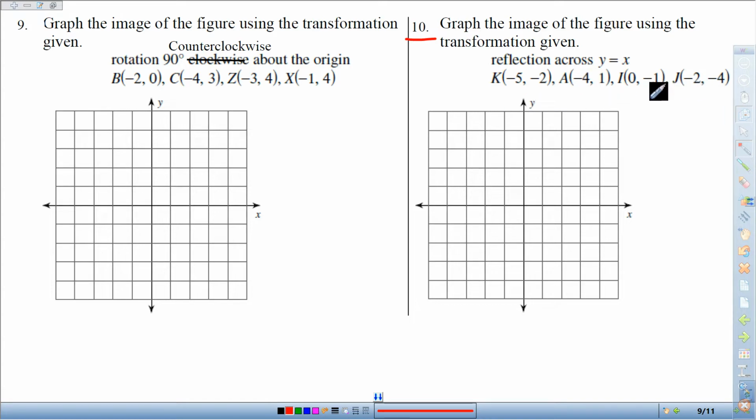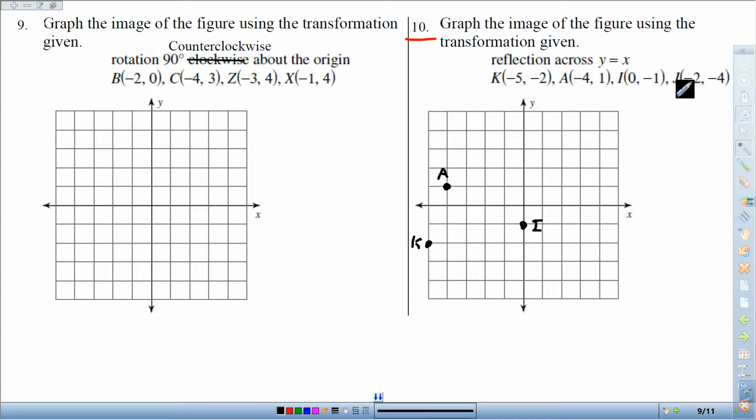First thing, let's plot these original points. So k is at -5, -2. That's the -5 on the x, down the -2 on the y. So there's k. A is at -4, +1. I is at 0, -1. Careful, 0 on the x, not going left or right, down to -1 on the y.